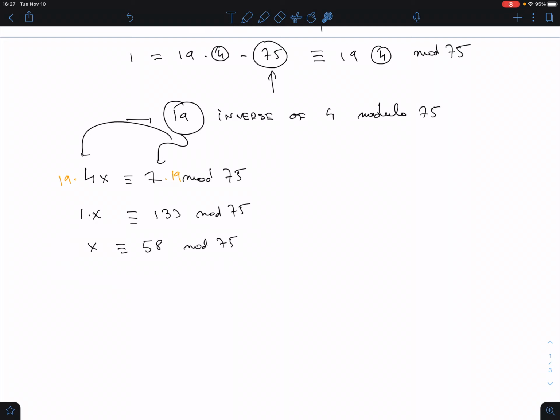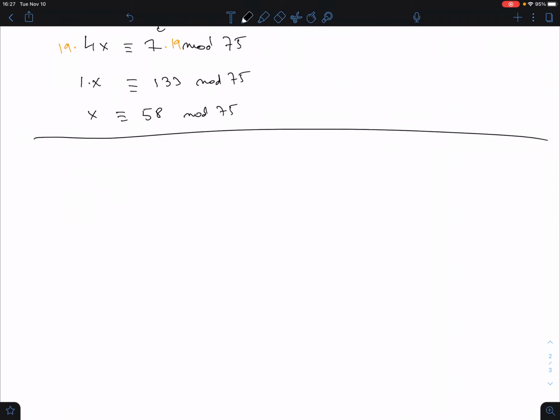congruence. So let me do another example. Let's solve the following equation: 101 times x is equivalent to 2020 mod 4620. Now this is going to be difficult, but okay, let's just do it the way that we do. What do we need?